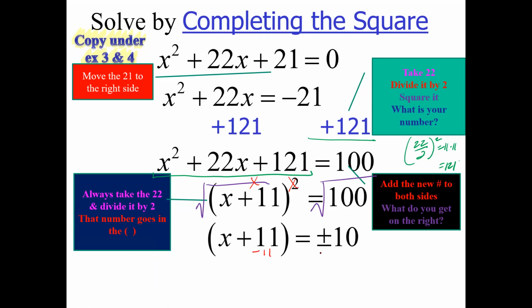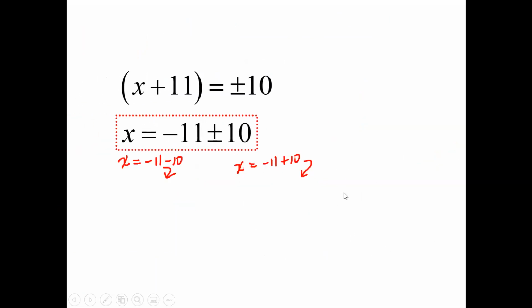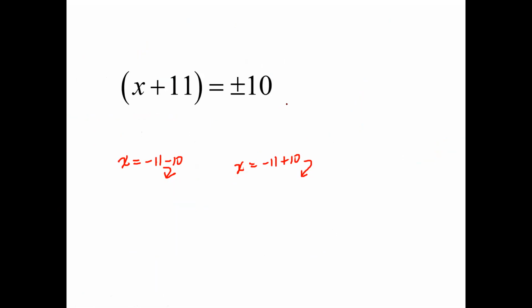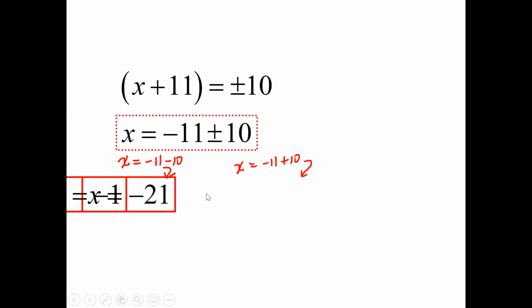The opposite of a plus 11 is a minus 11. And so then you have 2 different answers. You're going to have a negative 11 plus 10, and then you have a negative 11 minus 10. So your first answer is a negative 21, and your second answer is a negative 1.